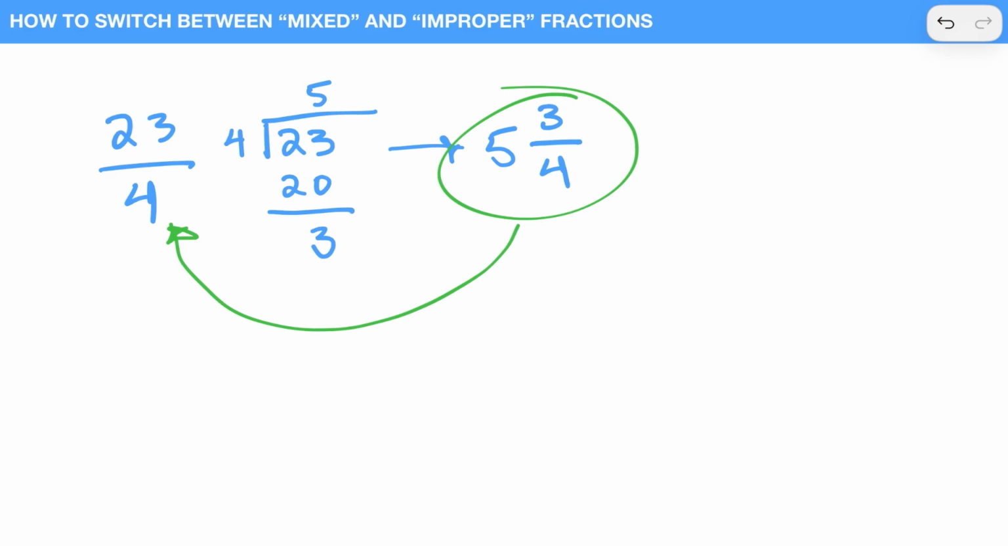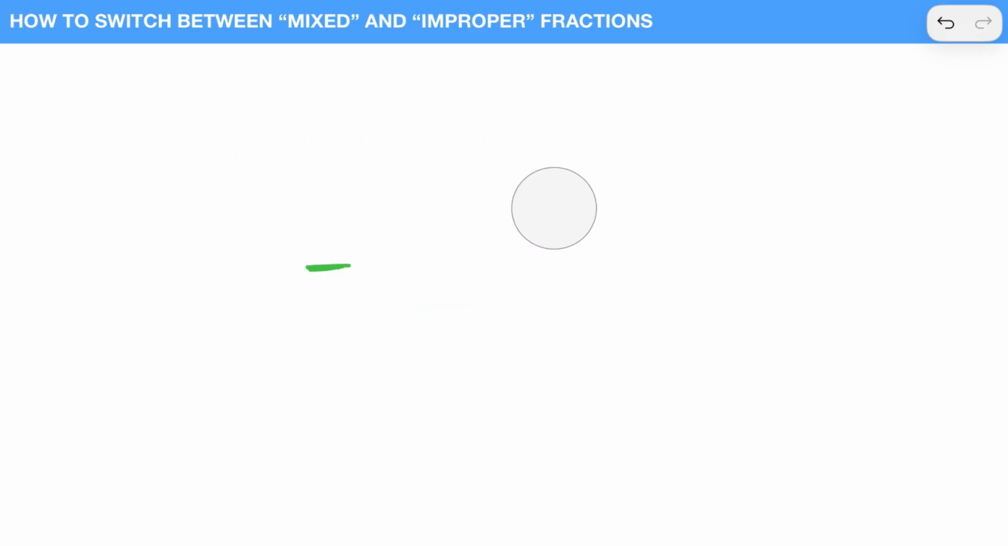So the process for this is, first, finding out how many times the bottom goes into the top, which is what we did in this long division right here, and then using what that remainder is and just plopping it above the original fraction. Let's consider some examples as some practice, all right? Let's do 9 halves, 15 fourths, and 28 sixths.